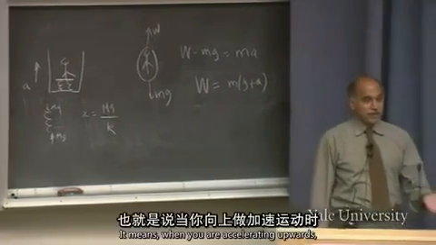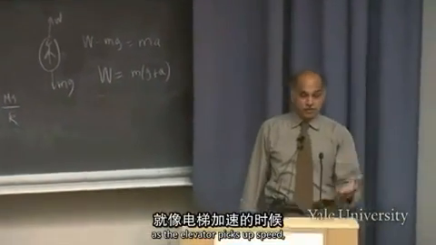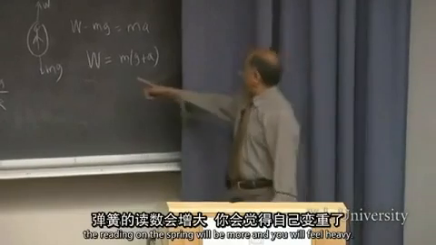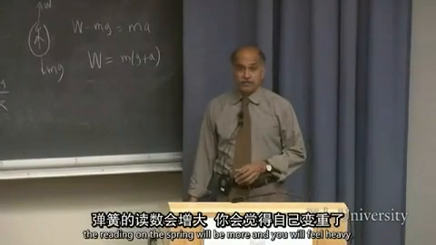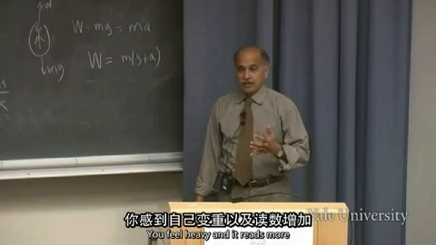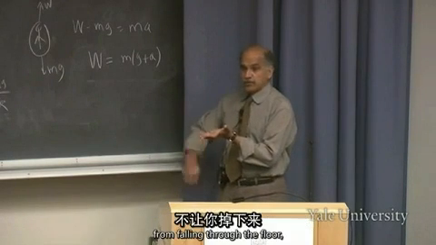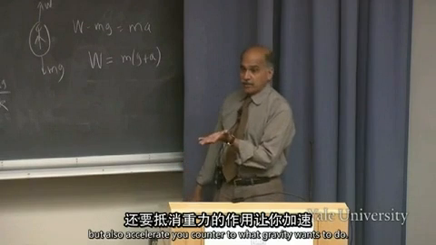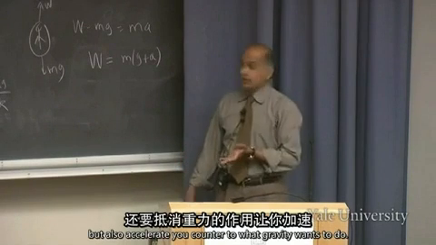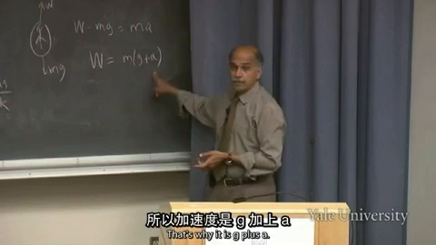That means when you're accelerating upwards, as the elevator picks up speed, the reading on the spring will be more and you will feel heavy. You feel heavy and it reads more because the poor spring not only has to support you from falling through the floor, but also accelerate you counter to what gravity wants to do. That's why it is g plus a.